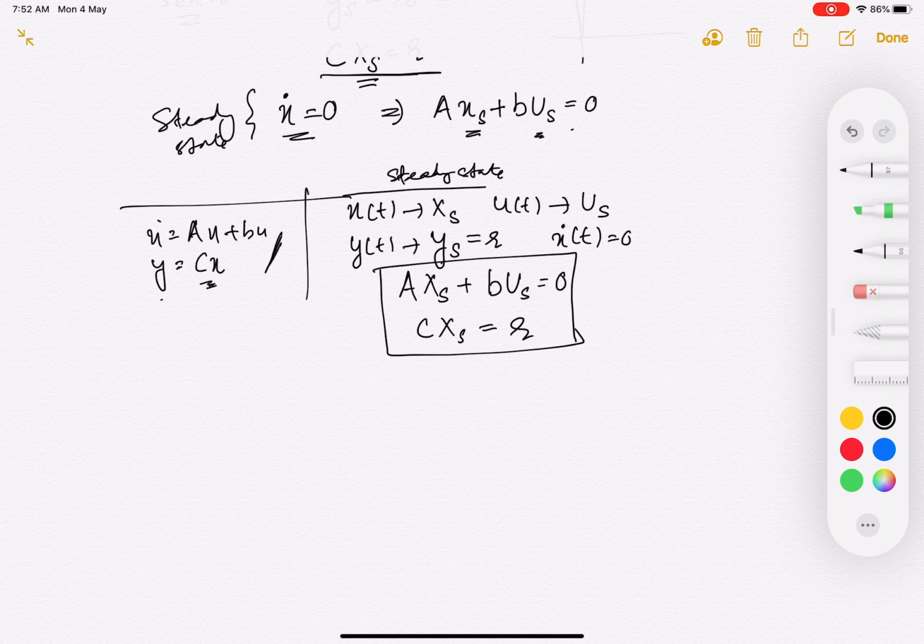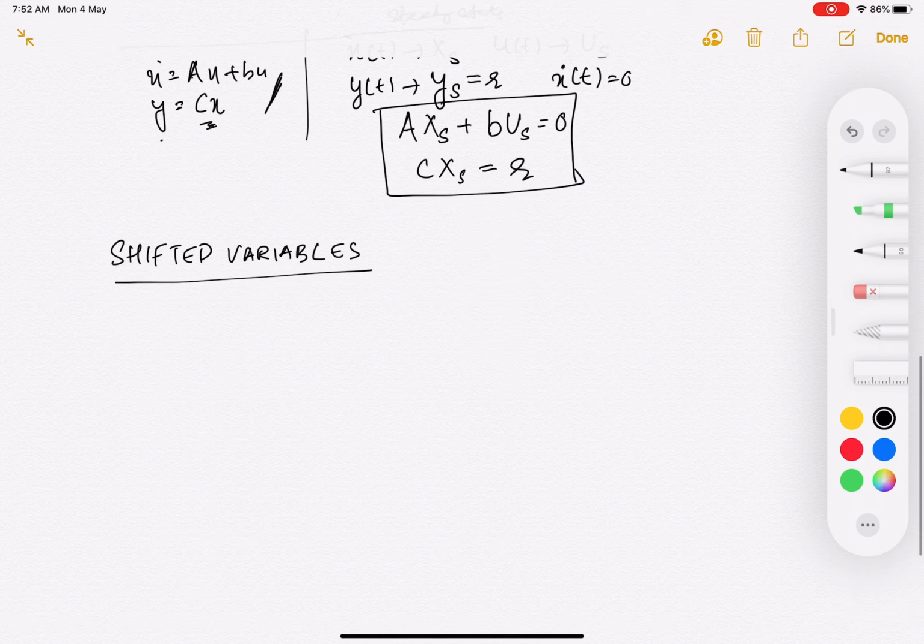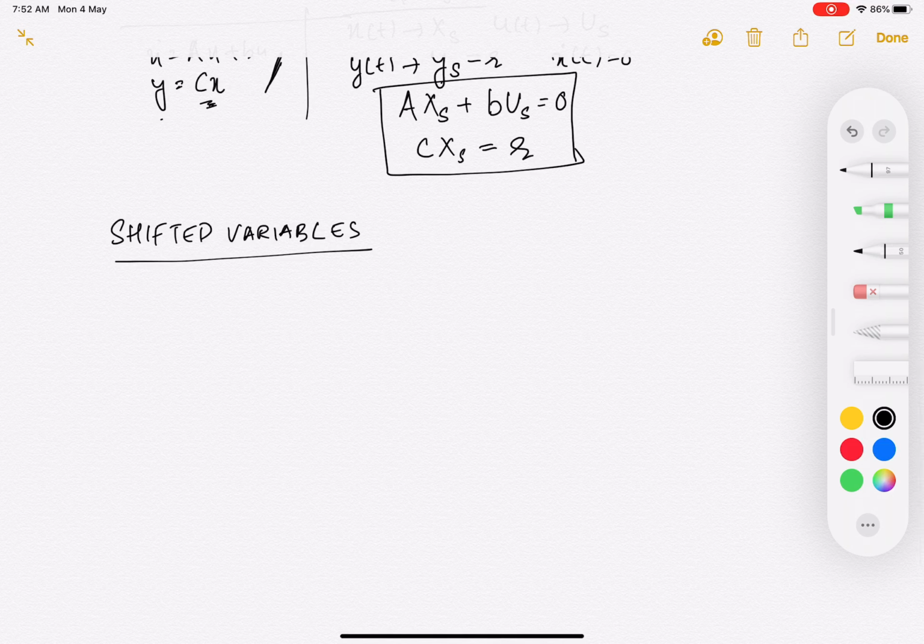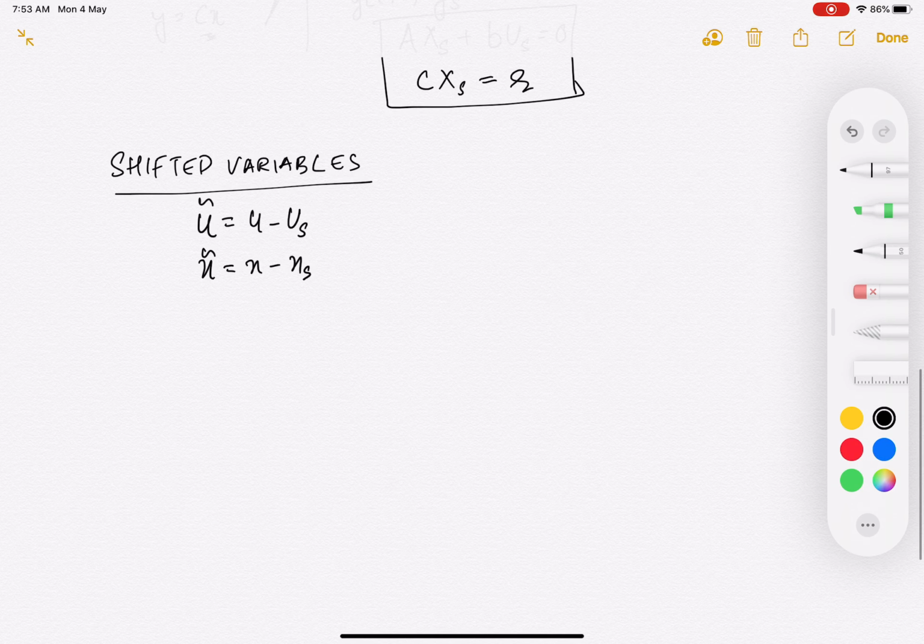Now take shifted variables, and we'll see that this problem is very similar to the problem of regulator design that we have done. So we change some variables here. We define new variables. We define a u tilde, which is equal to u minus us. We define an x tilde is equal to x minus xs. This is not the x tilde of the aerodynamics. I'm using the same symbols because these are the symbols used in the book. Otherwise, I would have used something else.